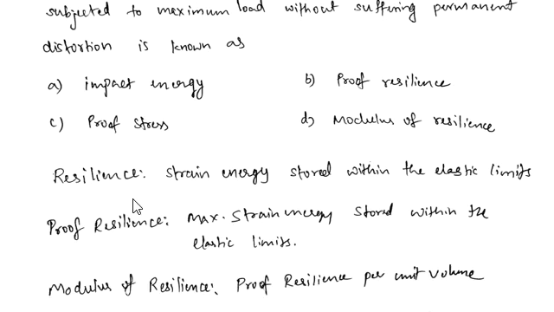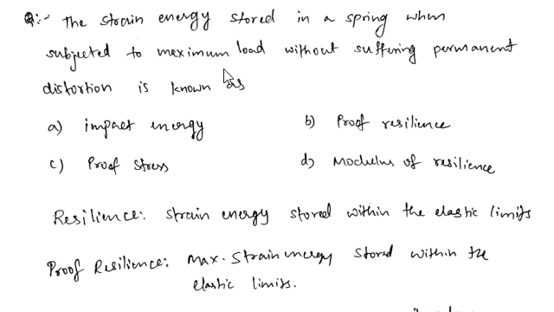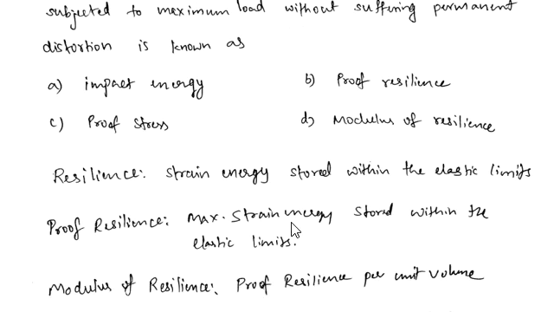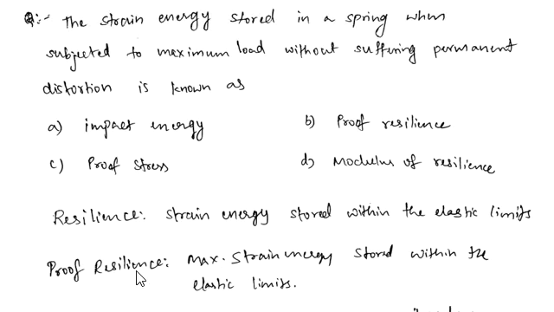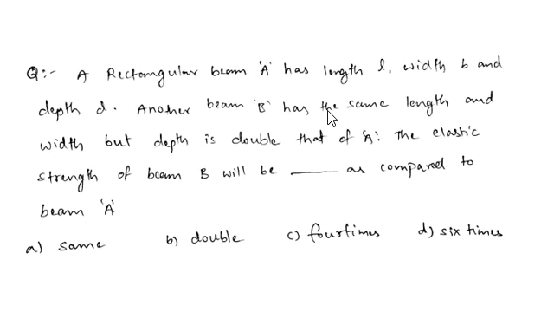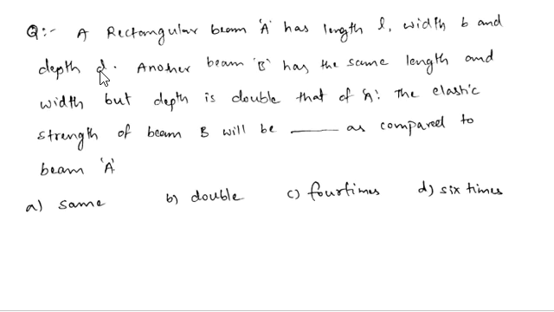And if you see the other terms also, resilience is strain energy stored within the elastic limits. Proof resilience is the maximum strain energy, that is, the strain energy corresponding to the maximum load within the elastic limits. The proof resilience per unit volume is the modulus of resilience. So for the given data, the answer for this question is option B, that is proof resilience. And when we see the next question, rectangular beam A has length L, width B and depth D.